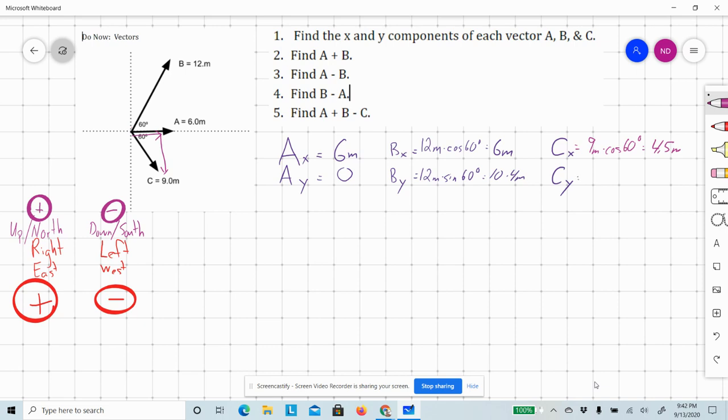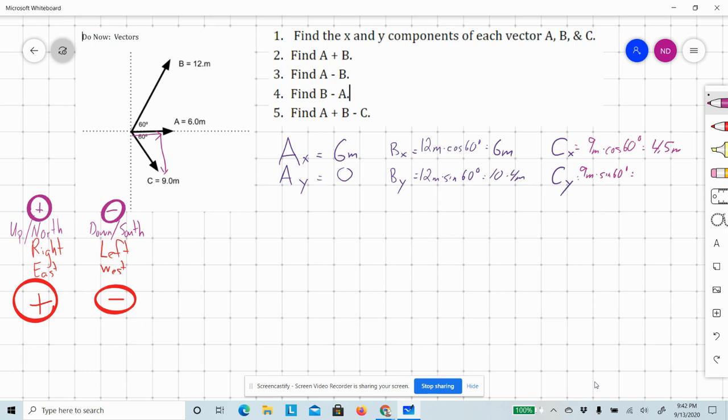The y, you have to think, right? Because if you just do the math, you're going to go 9 meters times the sine of 60 degrees, and you plug that into your calculator, you're going to get a positive value, but you have to look at that picture and know that it is negative.